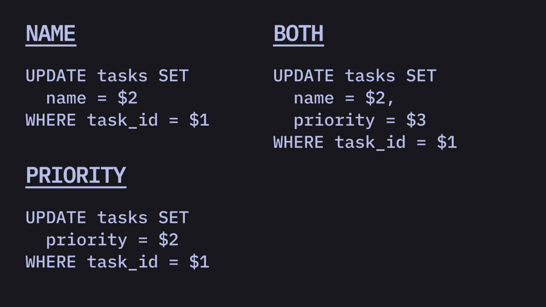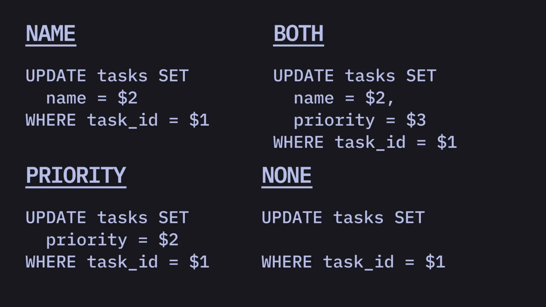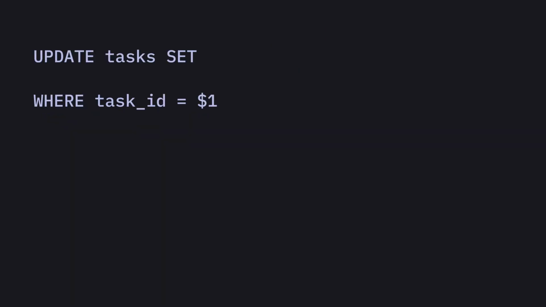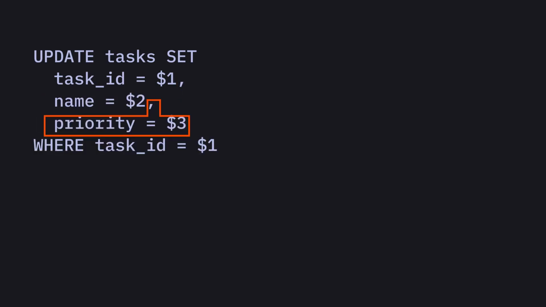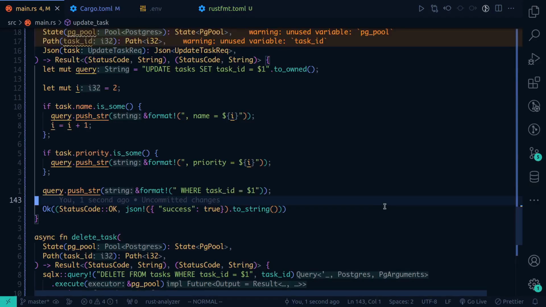A challenge we'll face is the commas in between the fields we need to update. If there are no fields specified in the JSON, our query has no fields to update, which will throw our error when we run. To solve this, we update the task ID field to itself, making the query always contain a field, and we can add a comma and the other fields we wish to update. The code to build our query in this form will look like this.